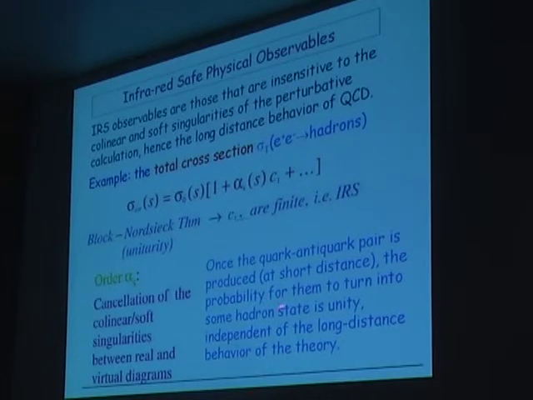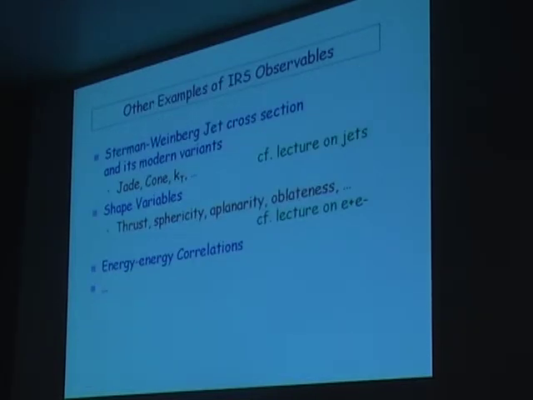Once it's produced, the probability for producing any hadrons is unity. And that is independent of how it turns into a particular pair of strongly interacting particles, and those are sensitive to long distance. But if you sum over everything, it's independent of the long distance behavior.